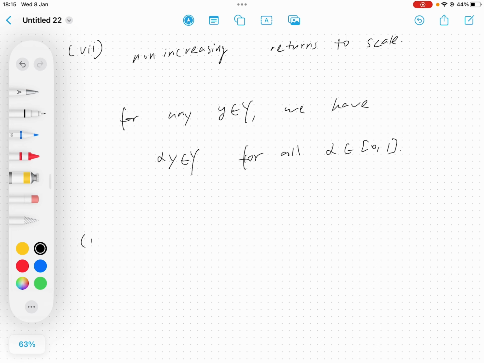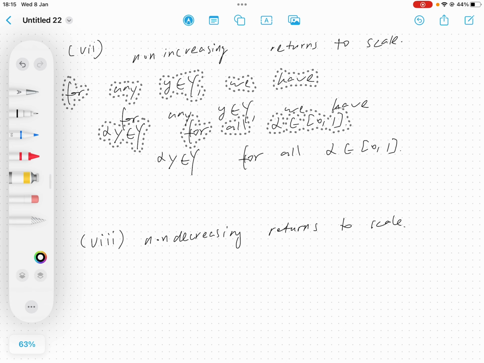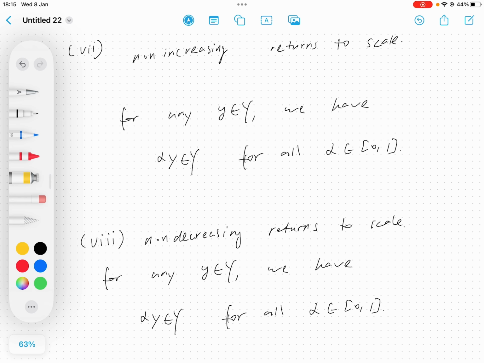Correspondingly, number 8 would be non-decreasing returns to scale. So we simply copy and paste, and change this to be greater than or equal to 1. And that's done. Here, in other words, this vector can be scaled up. So that's called non-decreasing returns to scale.